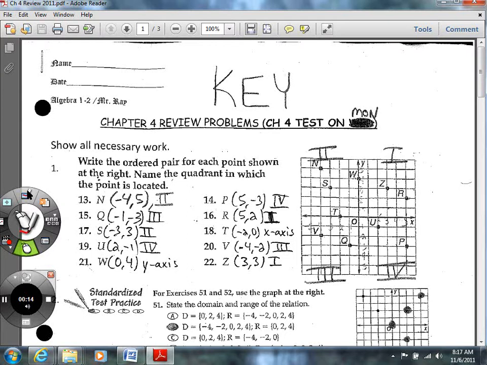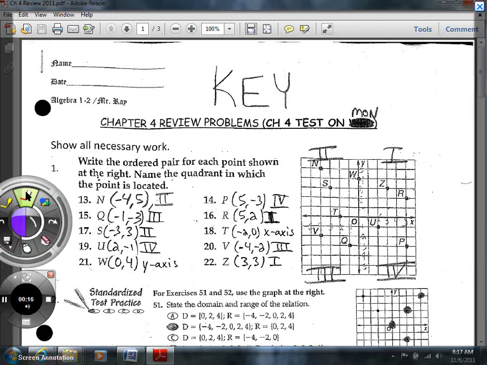So the first thing, we're just plotting points. I think you guys probably did well on that. You just always have to remember, you plot the x first and then the y. So x goes left and right and then the y. And then remember your quadrants. So this is quadrant 1, and then we have quadrant 2 here, and then quadrant 3, and then quadrant 4 that's here, and we usually use Roman numerals for quadrants.